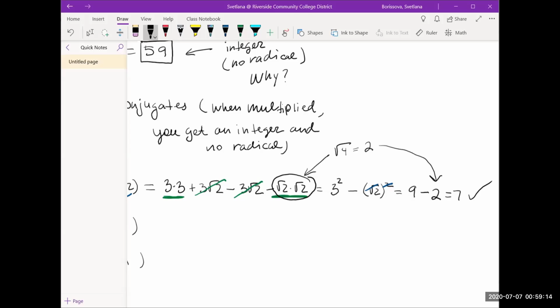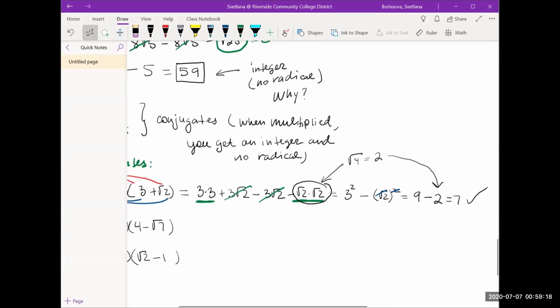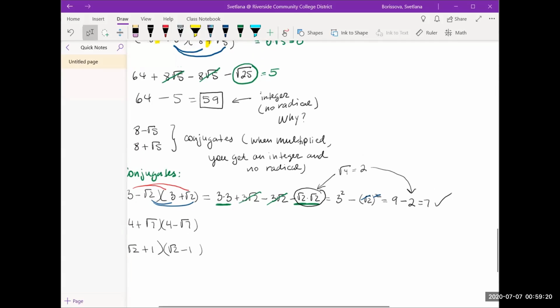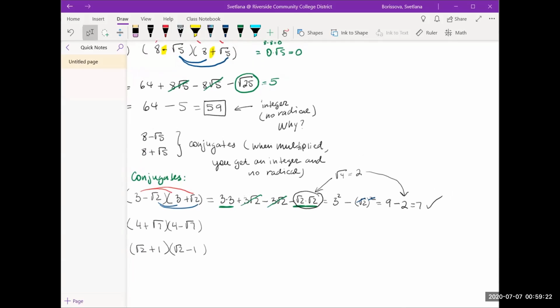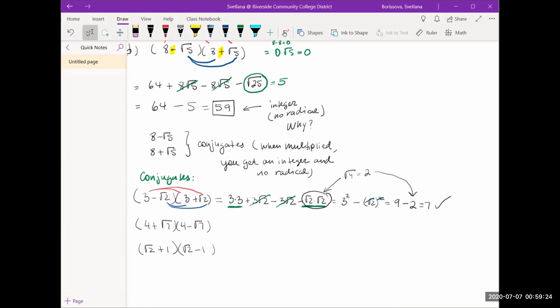Okay, that confirms what we said, that we're going to get an integer when we multiply conjugates. But let me show the shortcut. And the shortcut will allow us to jump right over here. So we can skip all that. Because there's something that we actually learned.